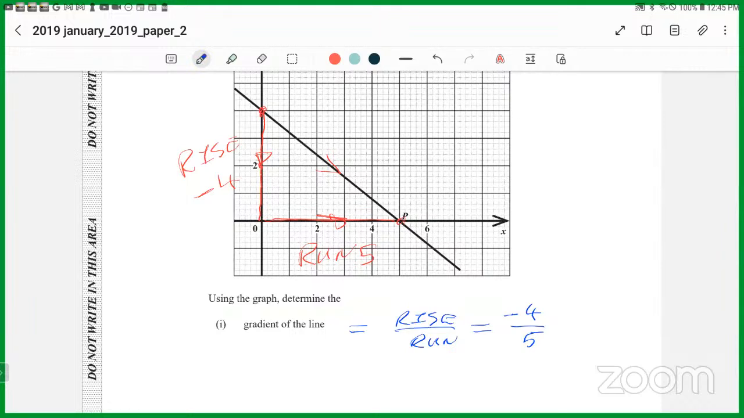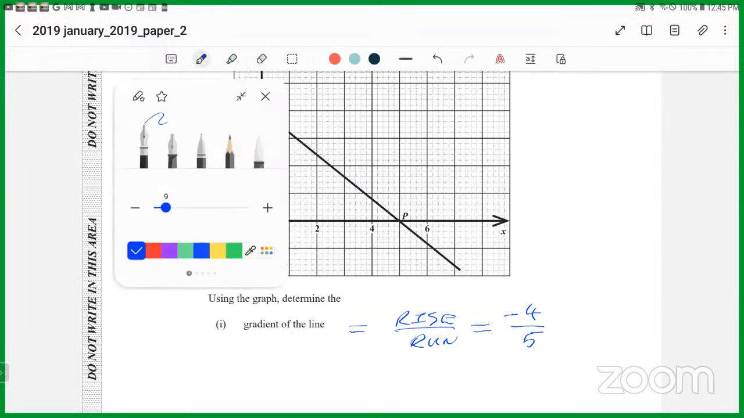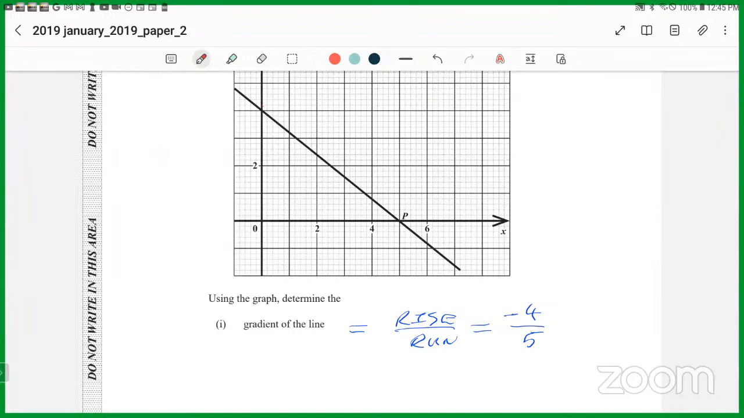And if you ask me for the equation, you don't have to calculate anything either. Because this is the y-axis intercept right here. That is the c value. The c is equal to 4: this is 1, 2, 3, right here is 4. So this is the m, the gradient m, and this is the c.